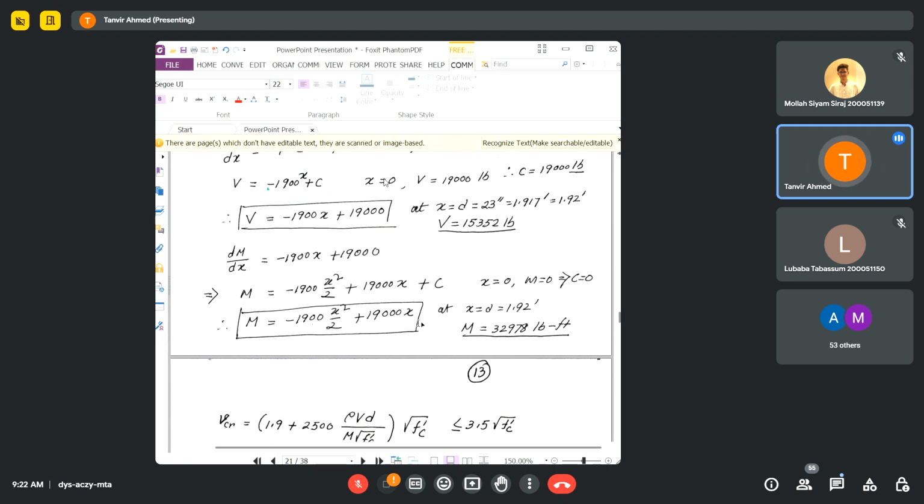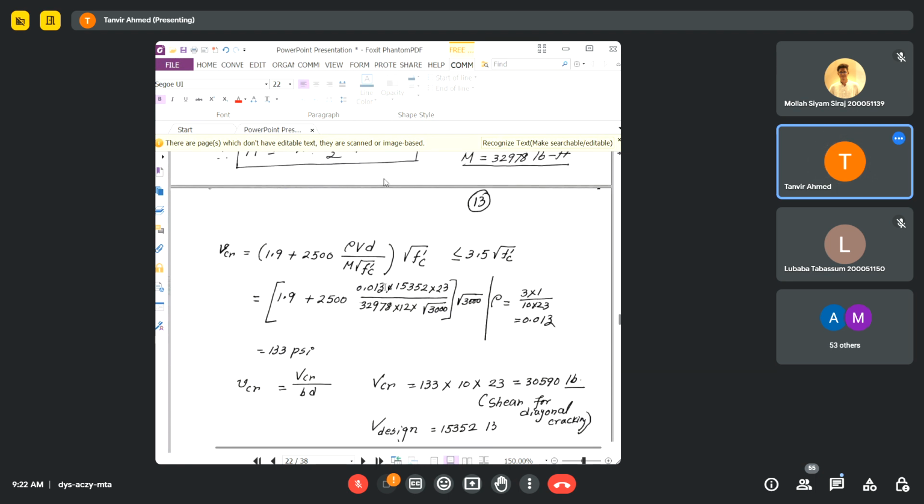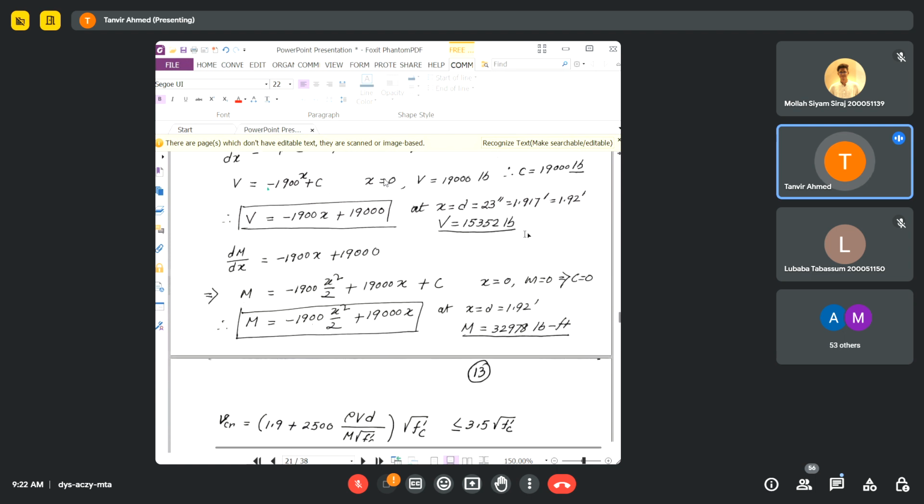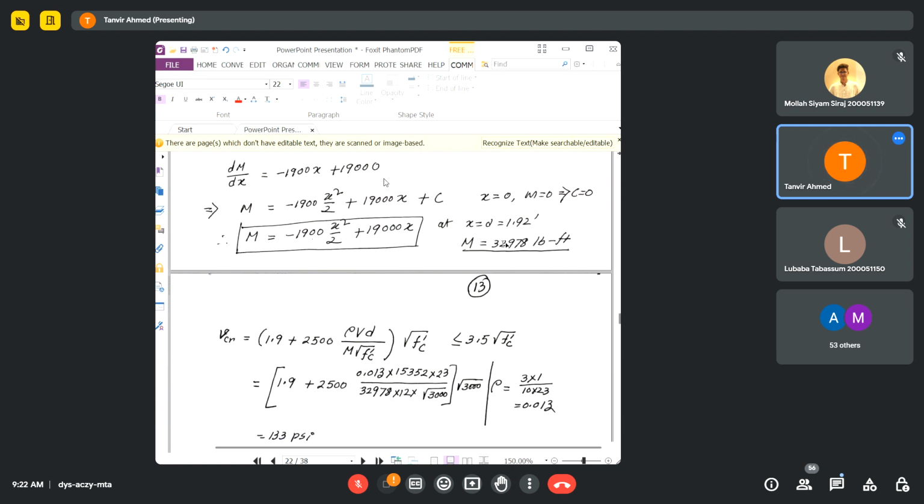And then the concrete shear strength will be calculated using this equation. This equation we already discussed. So just plug in the value of your design shear force and the moment at the location of design shear force, that is the moment at a distance of d. Okay, just plug in these values. So your design shear force 52, so you plug in this value, and your moment at the section of design shear force is 32,978. You just plug in this value, and you know all the other values.